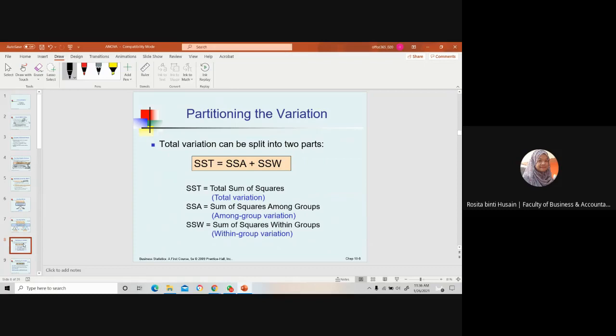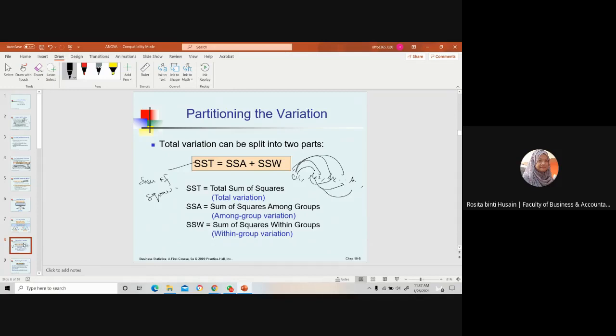So it has total variation, SST, where SS is sum of square. SSA is sum of square among group, SSW is within group. What is this among group? Among group means between groups. For example, mu1, mu2, mu3. So the test is on the difference: mu1 and mu2, mu1 and mu3, and then mu2 and mu3.